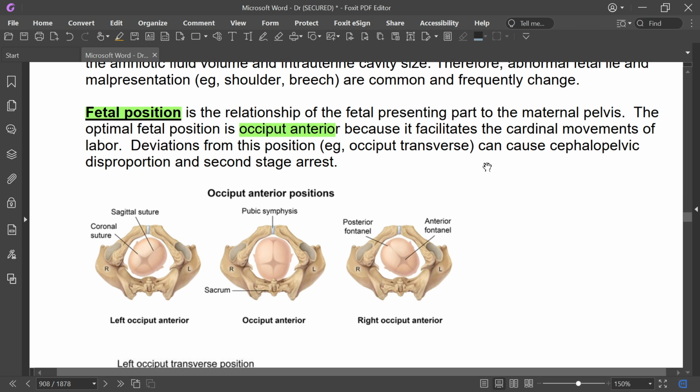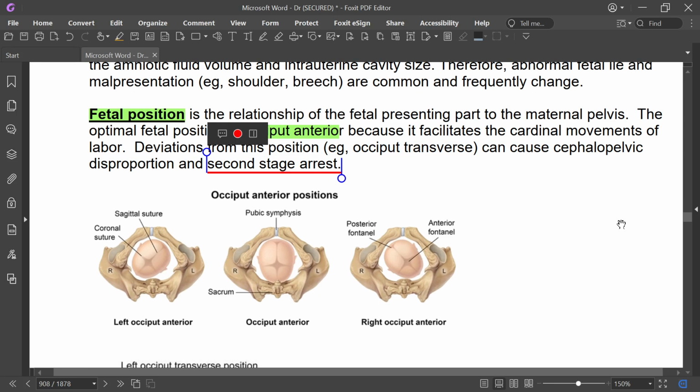When it happens in the second stage of labor. Simple. In the second stage of labor, what happens if there is a position deviation? When it happens in the second stage of labor.